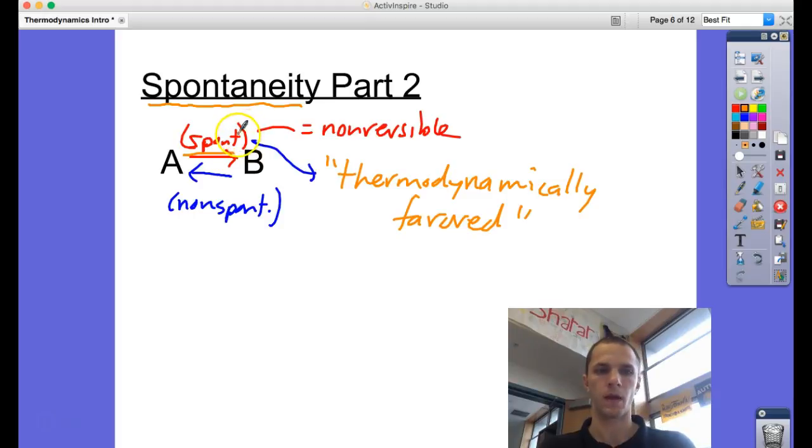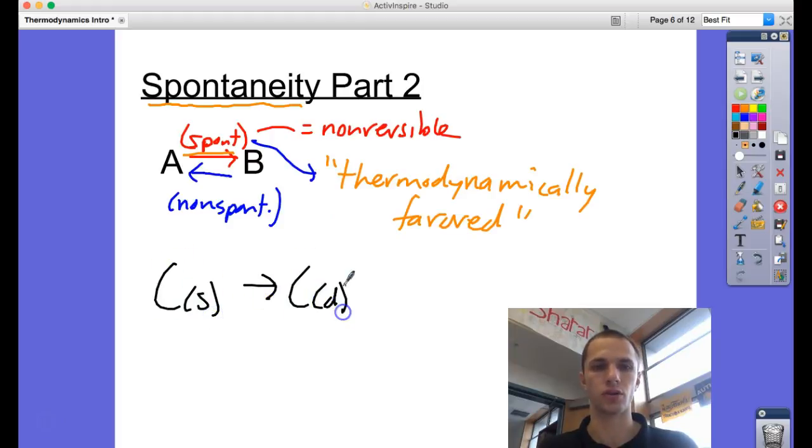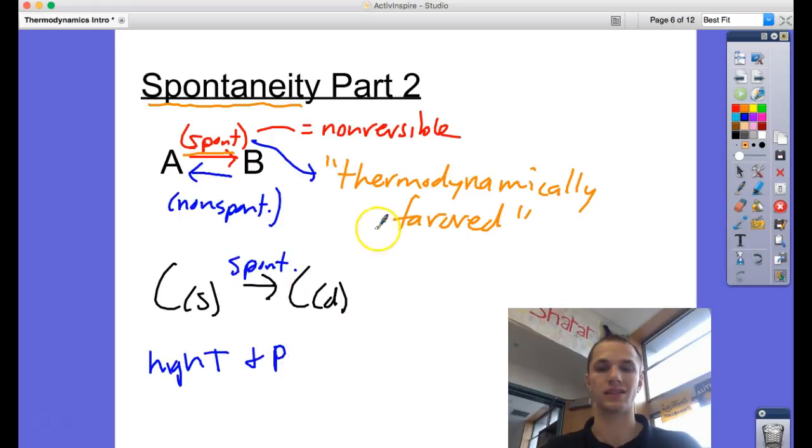Okay? And what's cool about thermodynamics is it allows us to figure out the direction, but not necessarily the speed. That's one of its limitations, because, for example, solid carbon will turn into diamond at a very, very high temperature and pressure. This is a spontaneous process. This will happen without outside assistance. However, it takes millions of years.